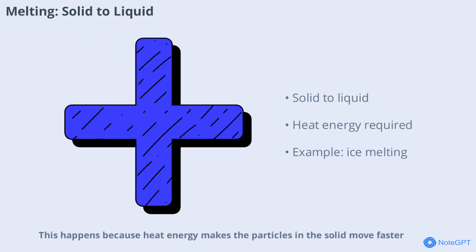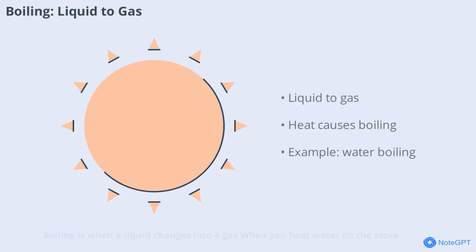This happens because heat energy makes the particles in the solid move faster, breaking their fixed positions and allowing them to flow like a liquid. Melting is a common process, and we see it whenever something solid becomes liquid due to heat. Boiling is when a liquid changes into a gas.